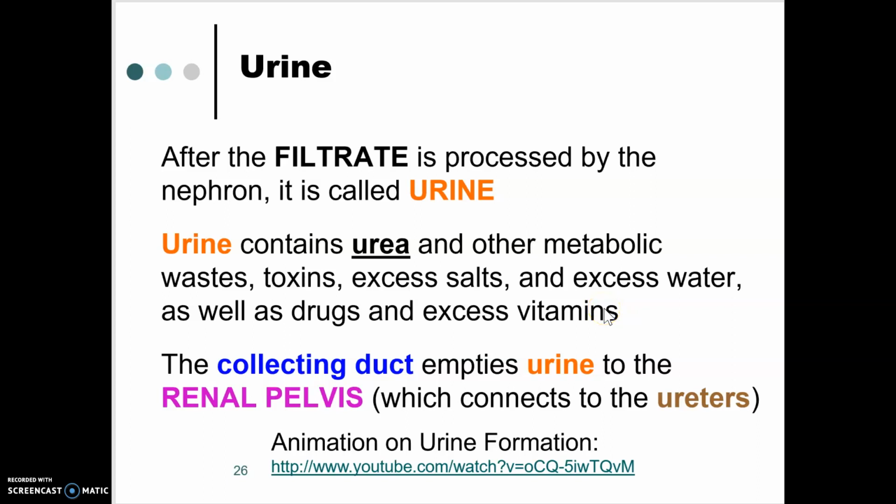After the blood's been passed through the glomerulus and everything's been filtered out of it, what passes into the nephron is called the filtrate. So the filtrate is processed through the nephron, and after it goes through the nephron, it's called urine. Now, urine is the leftovers of what flows through our blood. So that's going to have a lot of metabolic waste, such as urea. It's also going to have toxins, excess salts, excess water, any drugs that we've broken down, and excess vitamins if we don't need them.